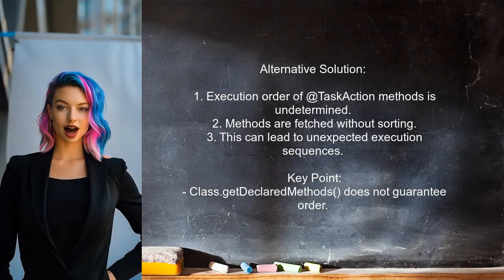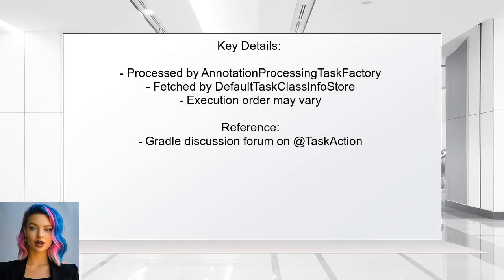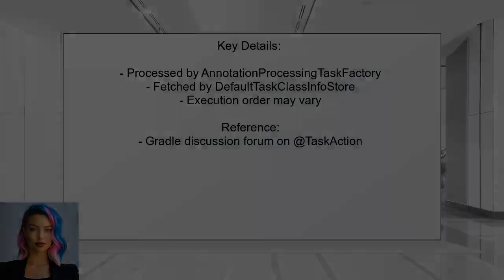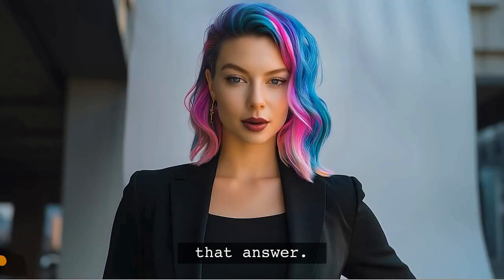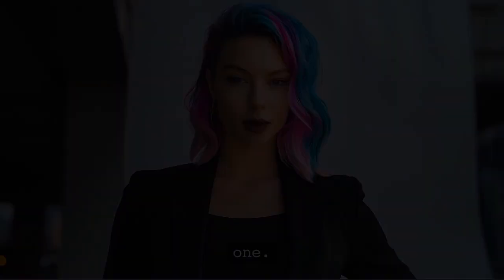According to another user, the execution order of methods annotated with @TaskAction in Gradle is not guaranteed. This is because the methods are fetched using a process that does not sort them, leading to an undetermined order of execution. The user explains that the methods are processed by the AnnotationProcessingTaskFactory, and the fetching of task action methods is handled by the DefaultTaskClassInfoStore. This means that the order of execution can vary each time. That's it for that answer. Let's take a look at another one.